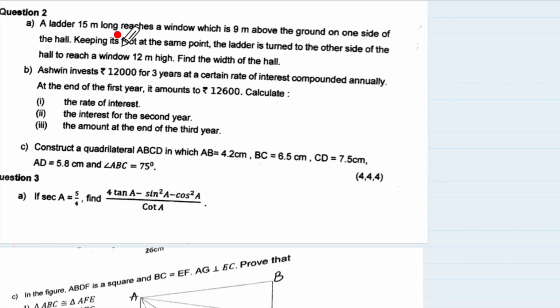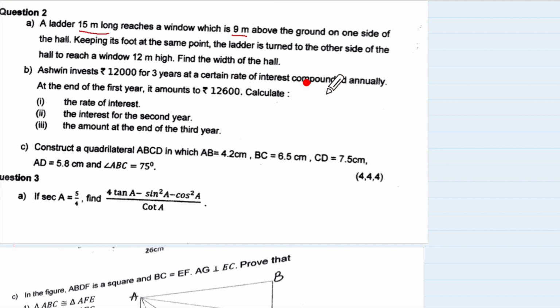Question number 2. The ladder 15 meter long reaches the window which is 9 meter above the ground on one side of the hall. Keeping its foot at the same point, the ladder is turned to the other side and now it reaches the window 12 meter high. Find the width of the wall.